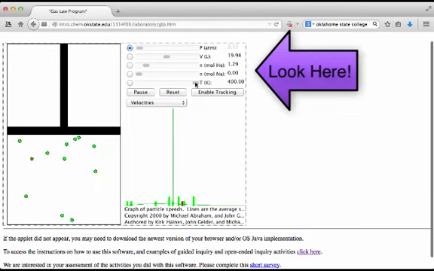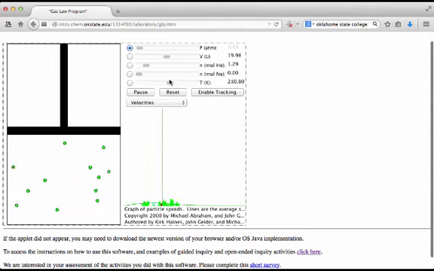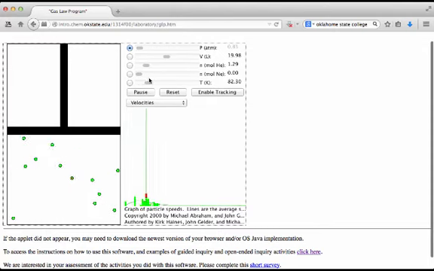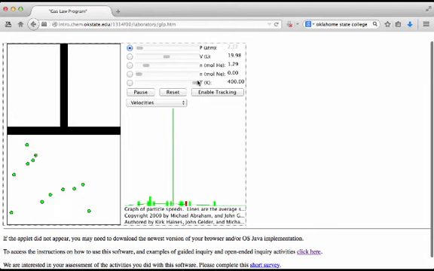Now what I want you to notice here is that as we move the temperature from a high temperature down to a low temperature, it's having an effect on the pressure of our gas. When the temperature is low, the pressure is also low. When the temperature is high, the pressure is also high. This shows us that there's a direct relationship between pressure and temperature.